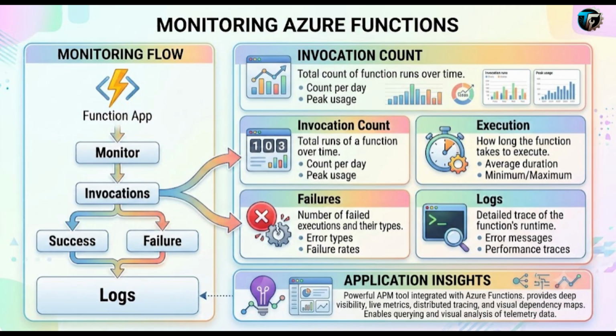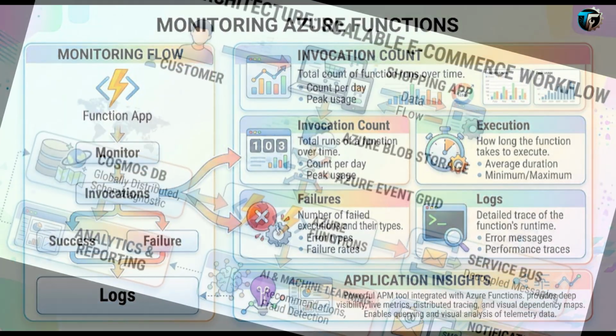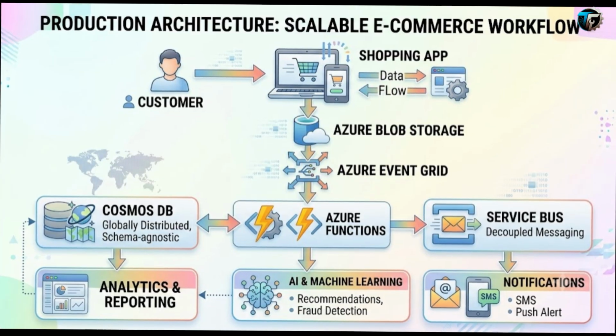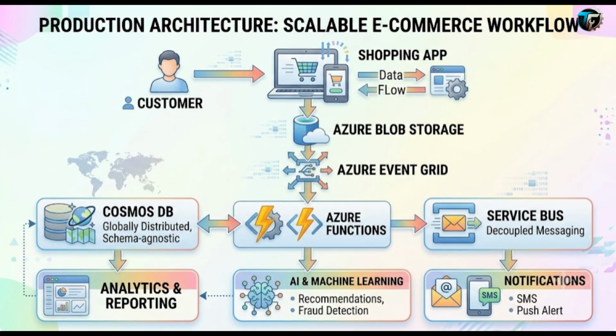A production architect doesn't stop after making the function work. We also need to know: did it execute? Did it fail? How long did it take? How many times did it run? That's where monitoring becomes important. Now we've moved from a simple demo to an enterprise architecture.